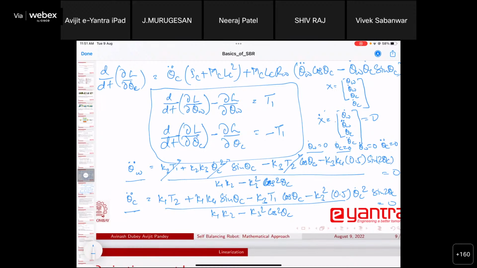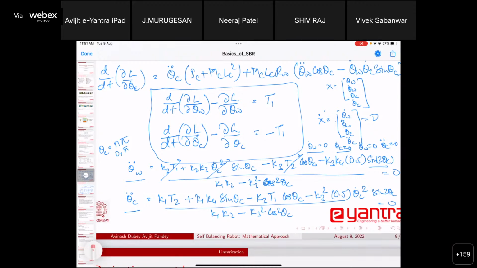Now just by visual inspection you can see that if sine 2 theta C equals 0, then theta W double dot equals 0. That means theta C equals n pi: 0, pi, 2 pi. These are your equilibrium points. So between 0 and 2 pi, my two equilibrium points are 0 and pi. Theta C equals 0 and pi.